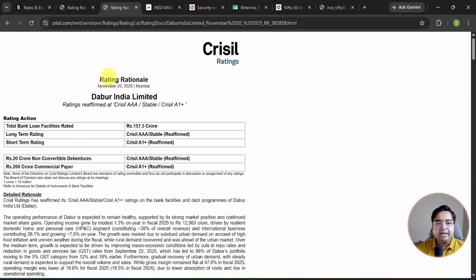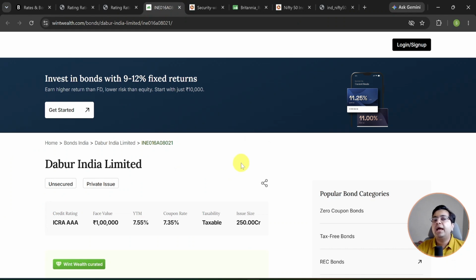When we look at a similarly rated peer, Dabur, which was rated somewhere around November 20, 2025, on similar timelines, it also has a triple A stable rating. Both of these companies are in FMCG and both are rated AAA. Now, I used a third-party resource, and there is a bond placed by Dabur, which is privately issued.